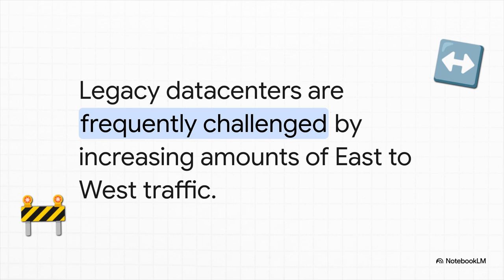And this is the absolute key. Modern applications create a ton of east-west traffic. This is where servers are constantly talking to each other all day long within the data center. The old three-tier design just wasn't built for this kind of internal chatter, and it created these massive, massive traffic jams right at that middle aggregation layer.